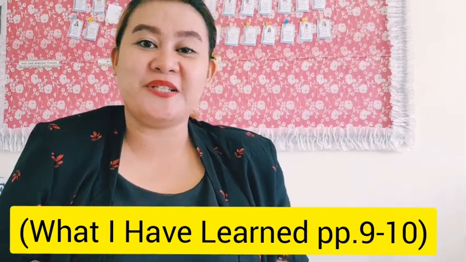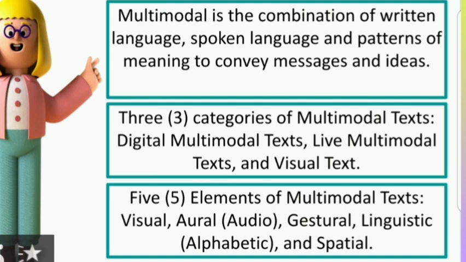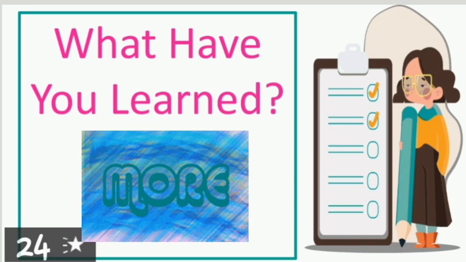Let's recall our discussion earlier. Multimodal is the combination of written text, spoken language, plus patterns of meaning. And there are 3 categories, which are digital multimodal text, live multimodal text, and visual multimodal text. And we have discussed also the 5 elements or modes of the multimodal text. So first, we have the visual. Second, we have the oral. The third, we have the gestural. Fourth, we have the linguistic. And 5, we have the spatial. Those are the things that we have learned.